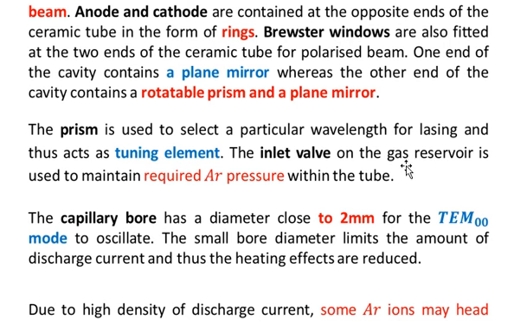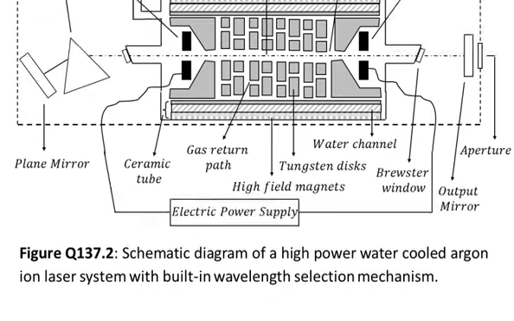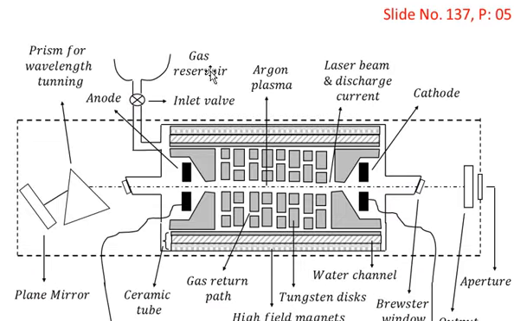The inlet valve on the gas reservoir is used to maintain the required argon pressure within the tube. You see that here, this is the gas reservoir, this is the argon gas reservoir, and the inlet provides you a means to maintain a constant pressure within this ceramic tube.